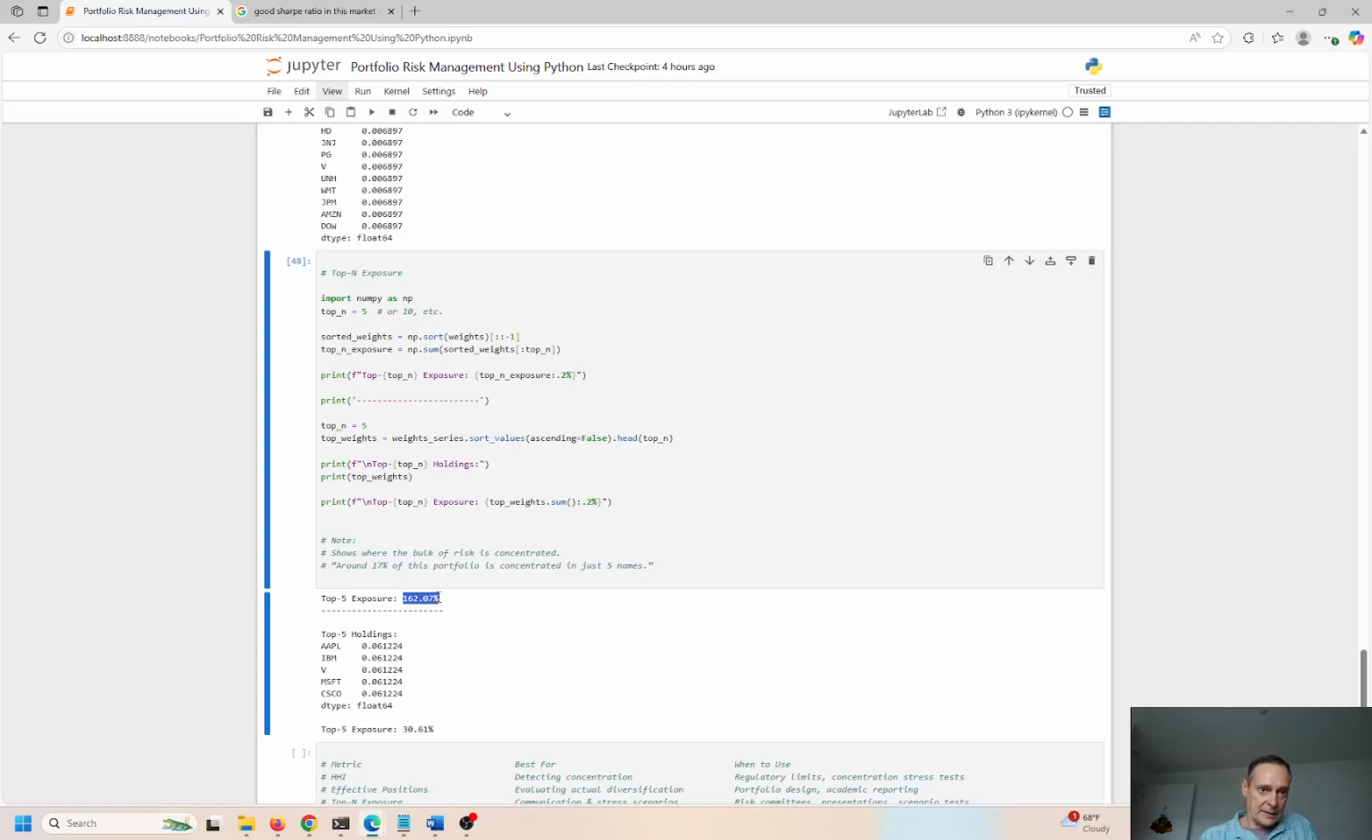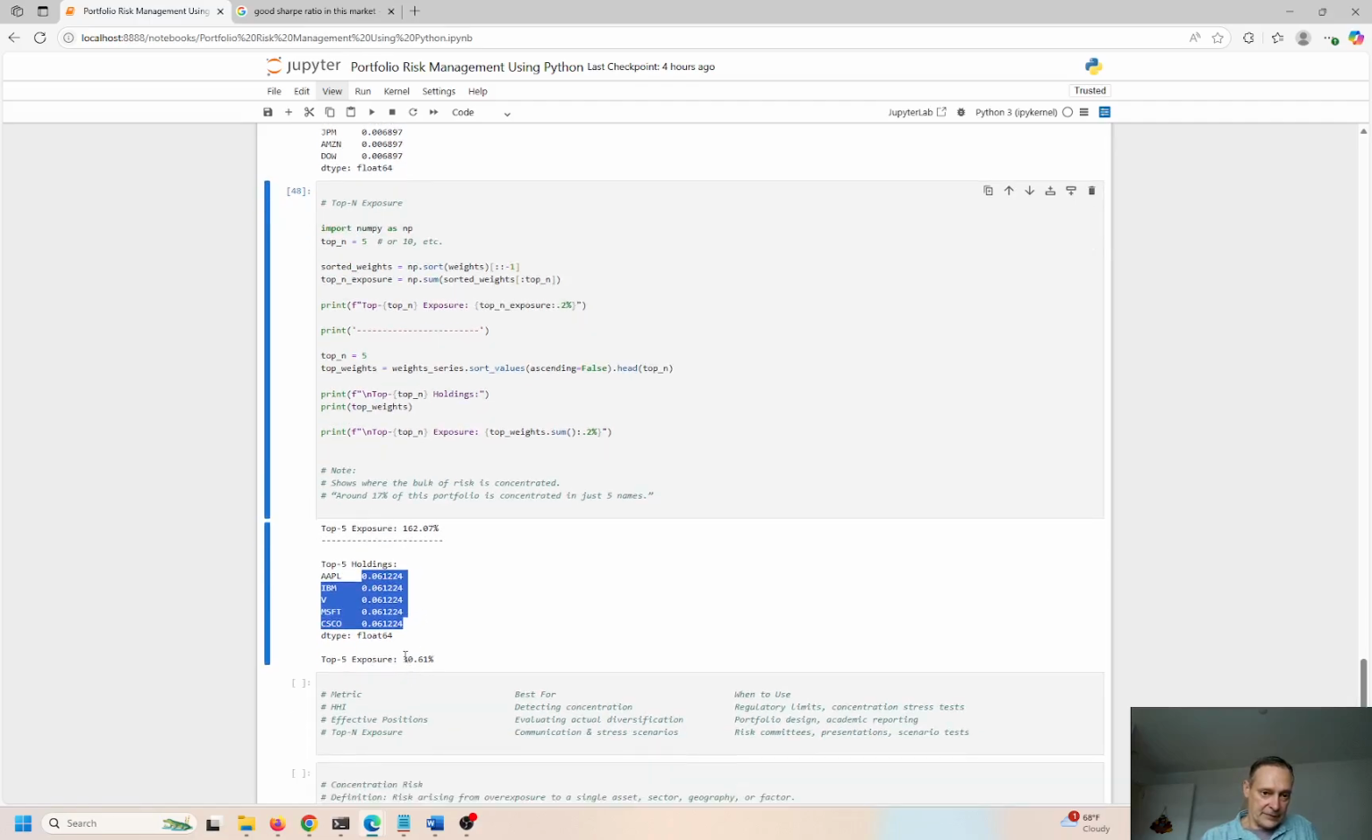And the top 5 exposure will give us 162% of the sorted weights. This is not the return on the portfolio. This is the sorted weights of the portfolio. And you can see the top holdings now is Apple, IBM, V, Microsoft, and Cisco. Okay, and the top 5 exposure is 30.61%.